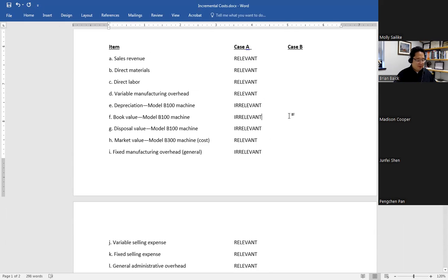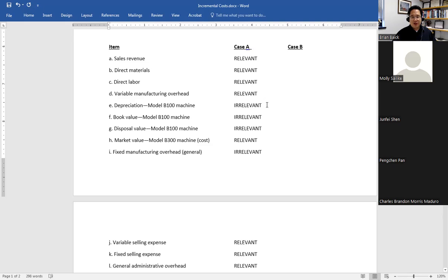Or Molly, you have your hand up. Yes, can you explain again the depreciation? Yes. Okay, so first step, think about what is our decision? Either add a new machine or don't add a new machine. We're going to keep the old machine. The old machine has already depreciated. So let's pretend that the old machine depreciated $100.